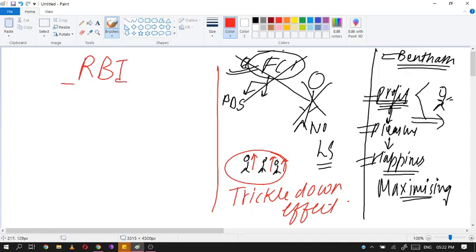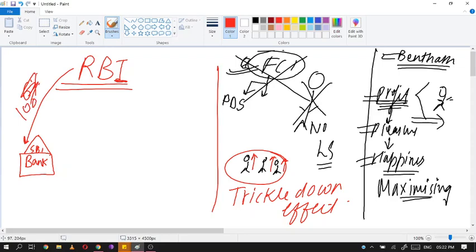RBI, let's say, gives money to a bank. This is the bank, let's say SBI. It gives money to SBI at 6%. Okay, 6% means if you are giving 100 rupees, you are supposed to get back 106. For this, SBI loans the money at 9%, so that it is giving 100 here and getting back 109. 3 it keeps. 3 is the profit.